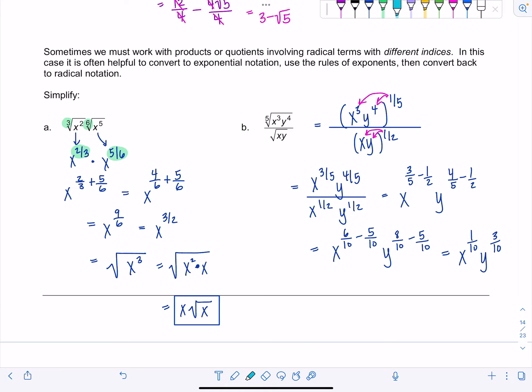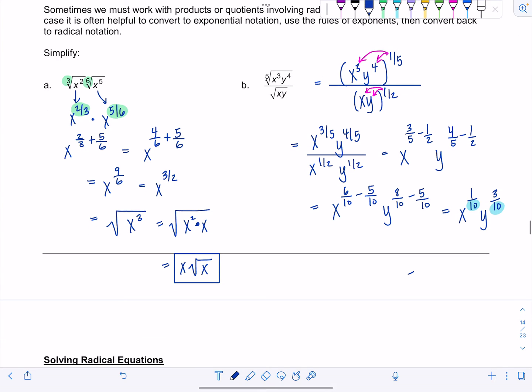So notice they both have denominator 10. That means that's going to be the index when I go back to radical notation. So 10, and then x is to the 1st and y is cubed. Bada bing, bada boom. If you remember how to do that in your next math classes, you will be ahead of your peers, let me tell you.